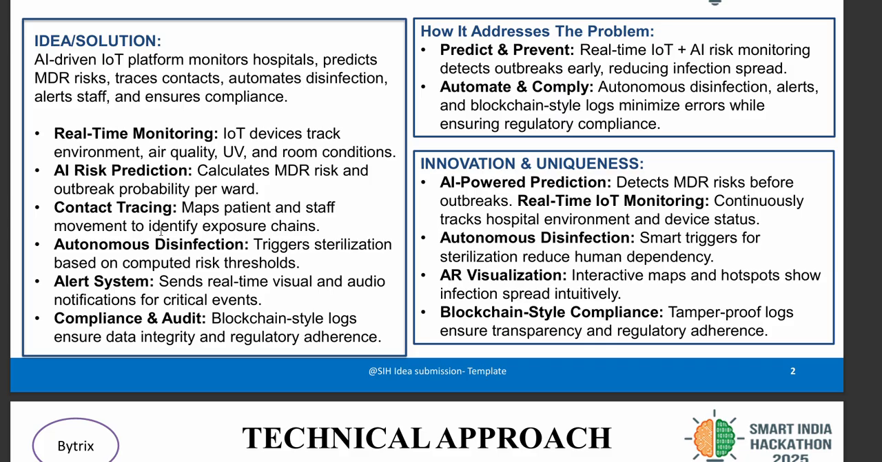Third one is contact tracing. It maps patient and staff movement to trace the exposure chains instantly. Fourth one, autonomous disinfection. When risks cross safe limits, the system triggers smart sterilization automatically. Fifth one, alert system. Real-time visual and audio notifications help staff to act immediately. Sixth one is compliance and audit. Every event is recorded in a blockchain style log, ensuring data integrity and regulatory adherence.